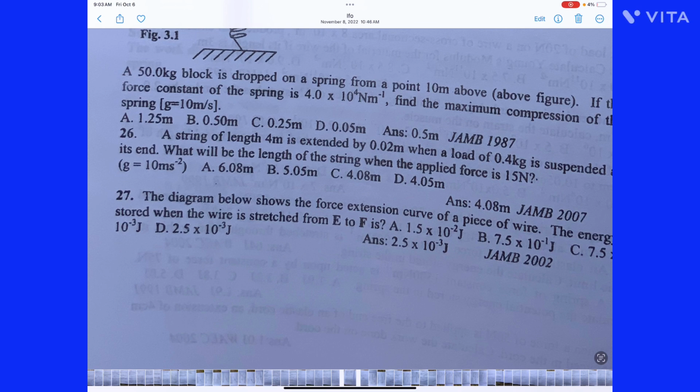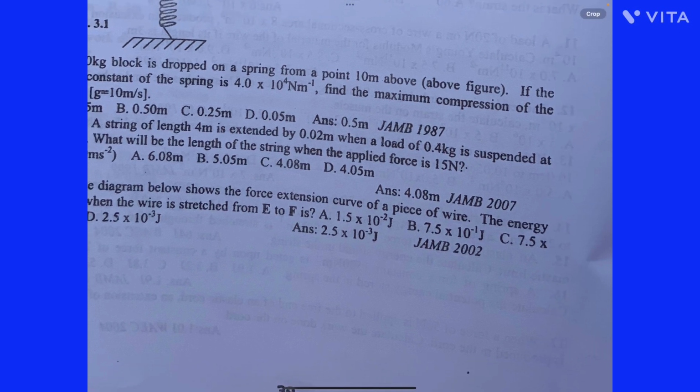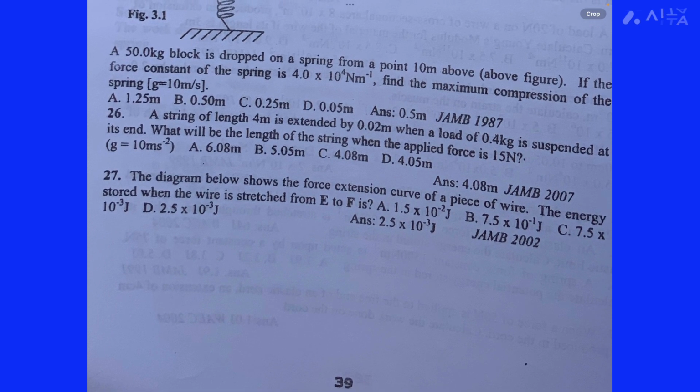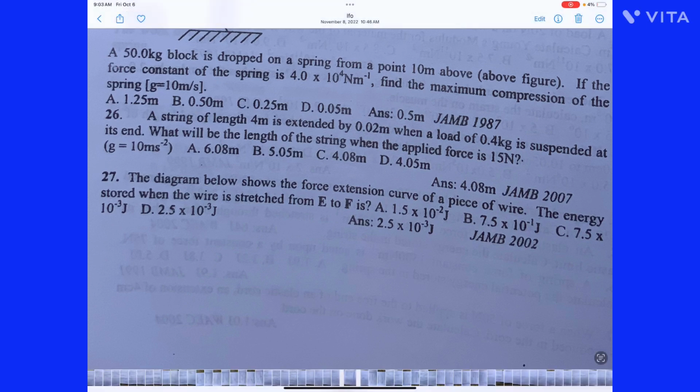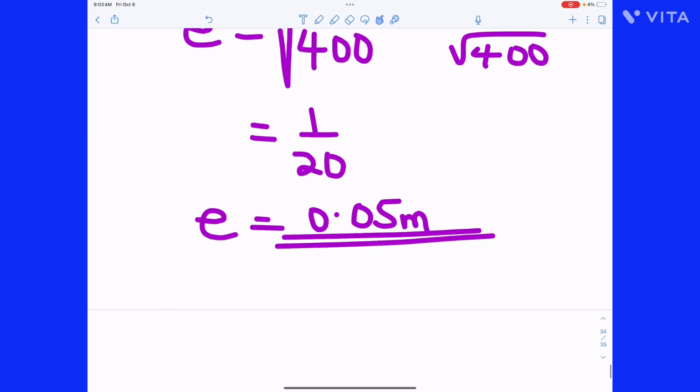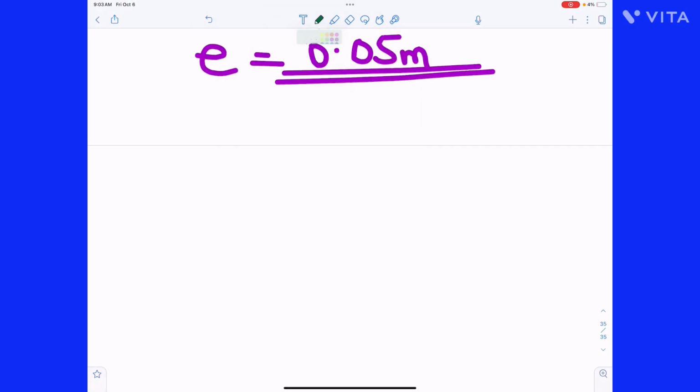Let's check. A spring of length 4 meters is extended by 0.02 meters when a load of 0.4 kg is suspended at its end. What will be the length of the spring when the applied force is 15 newtons? Okay, number 26 is pretty straightforward. Let's do it together quickly.